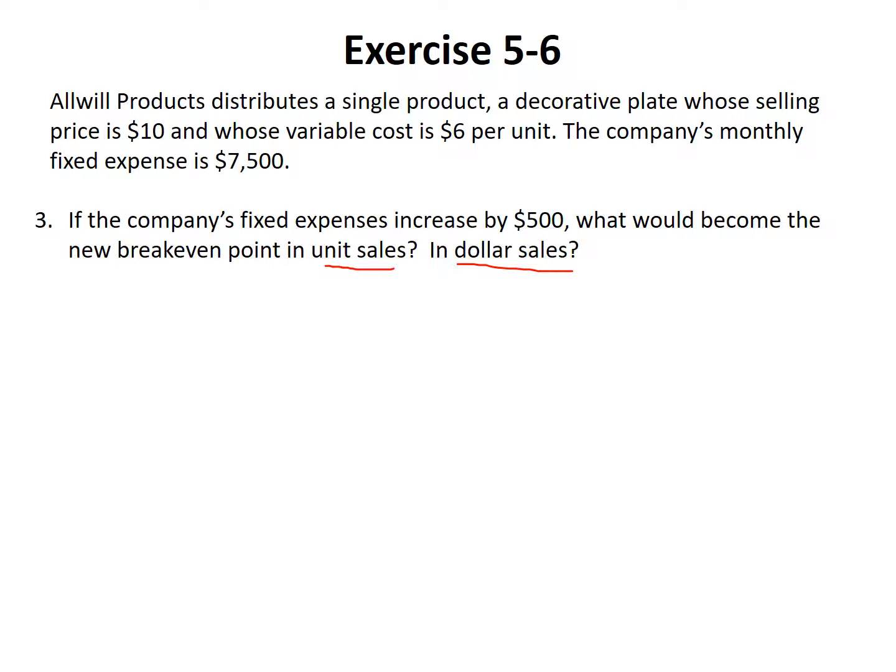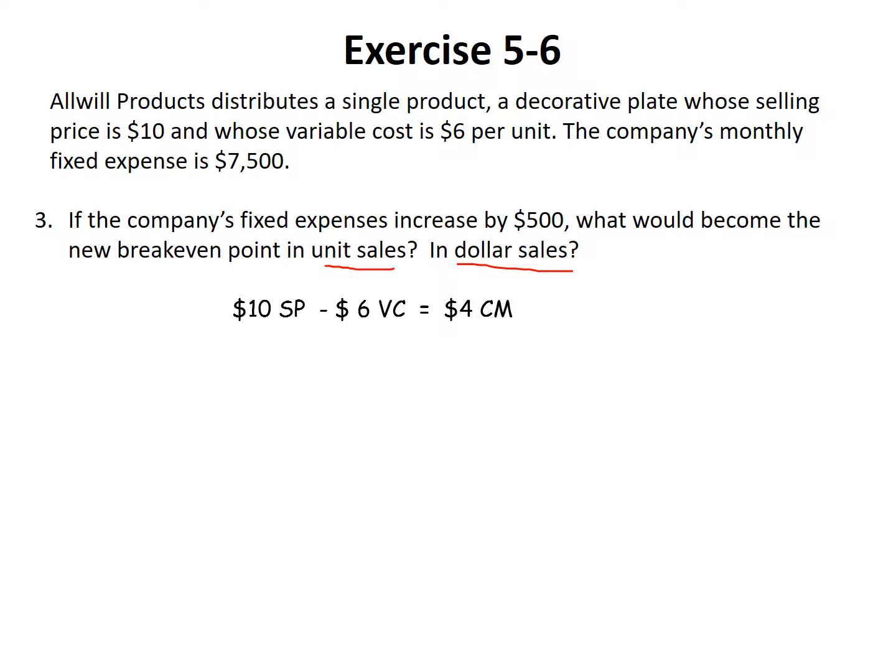Again, we're going to use the contribution margin per unit. Our sales price minus our variable cost equals our contribution margin. Now again, our contribution margin is what is available to cover our fixed cost and then basically add to net profit after we've covered our fixed cost.